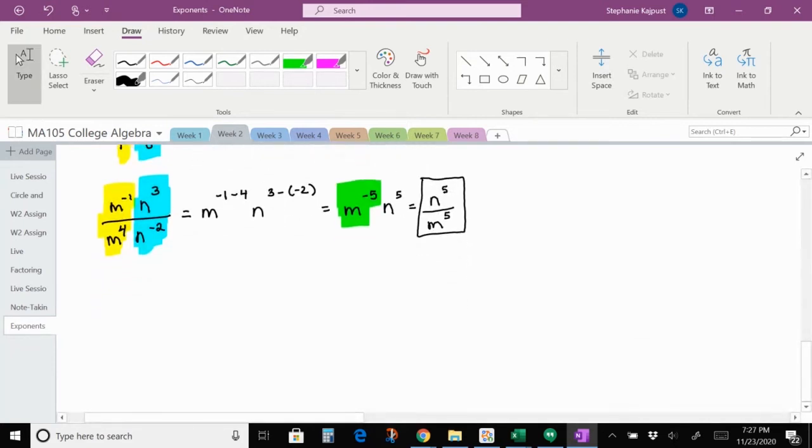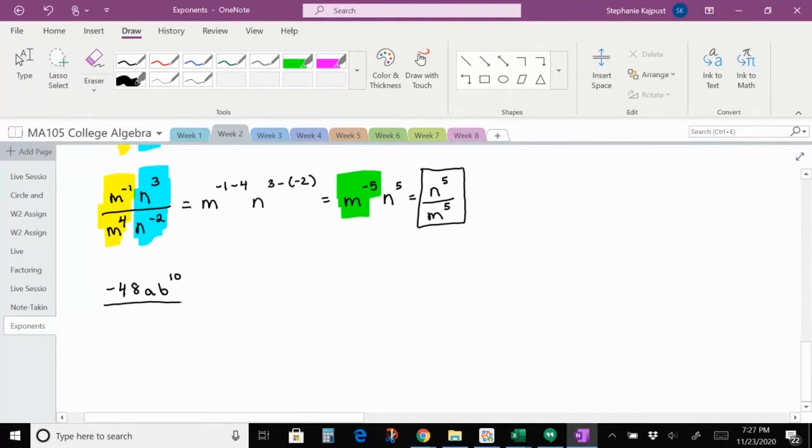Okay, I'm going to throw in some numbers here, so that it's more than just variables. -48a b to the 10th over 32 a to the 4th b cubed.